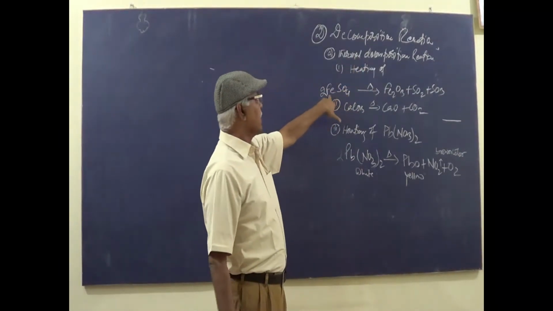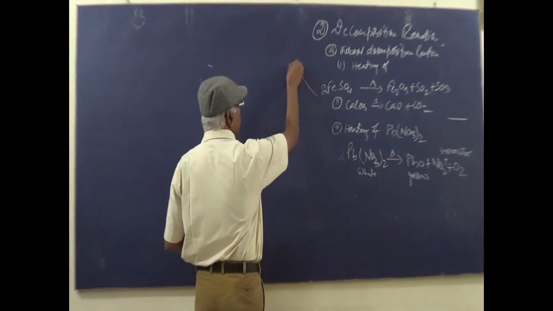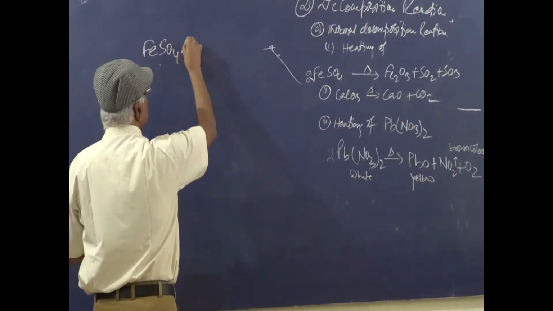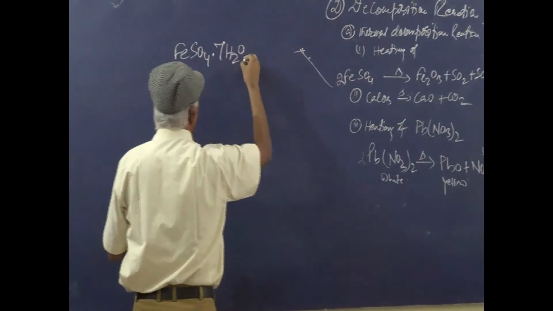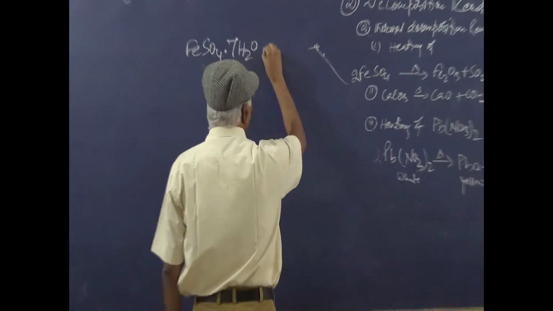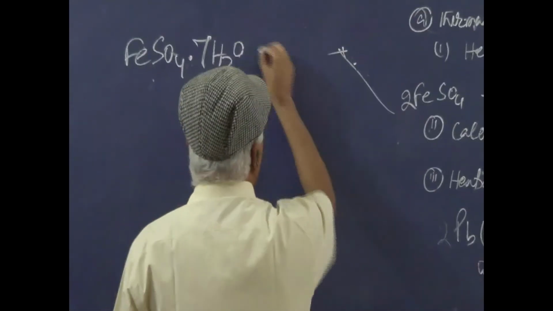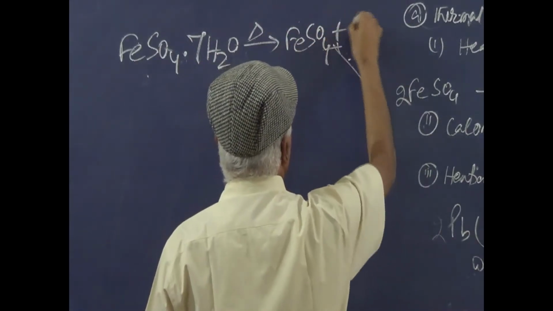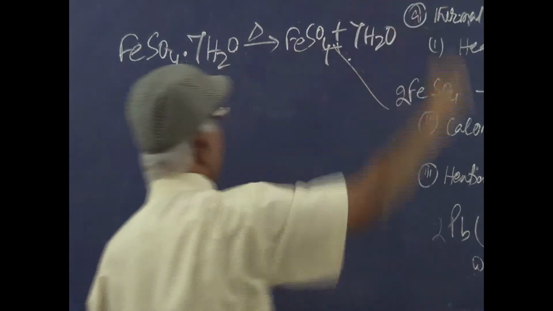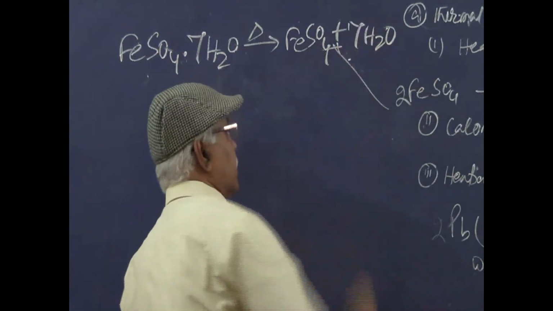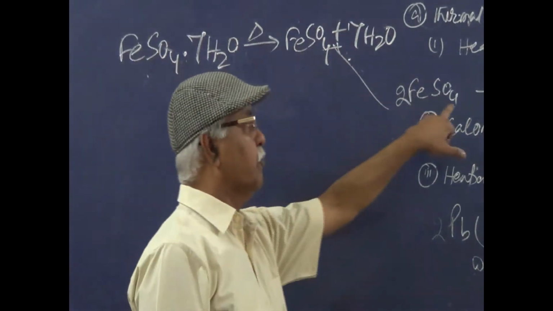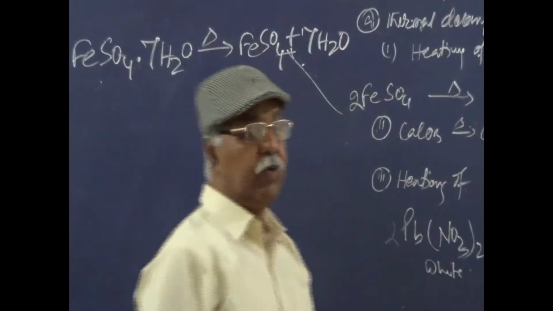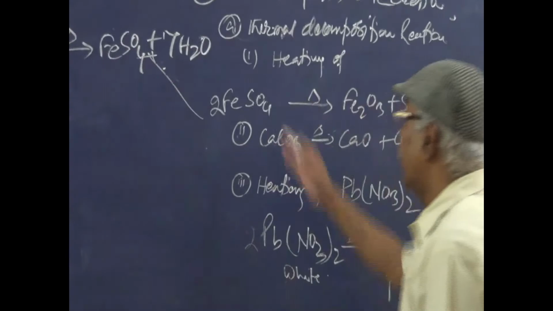Here, what happens? You are taking FeSO4 in the crystalline form also. See, FeSO4.7H2O, it is an iron sulfate crystal. When you heat it, you get FeSO4 plus 7H2O. It loses the water of crystallization, and thereafter, if you continue to heat FeSO4, you get Fe2O3 plus SO2 plus SO3, and you will get sulfur dioxide smoke while heating it.